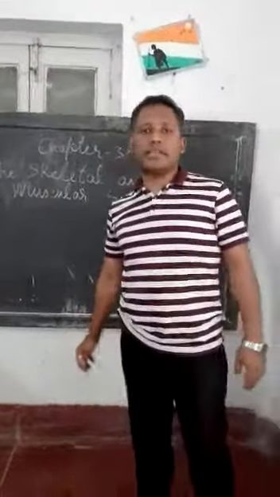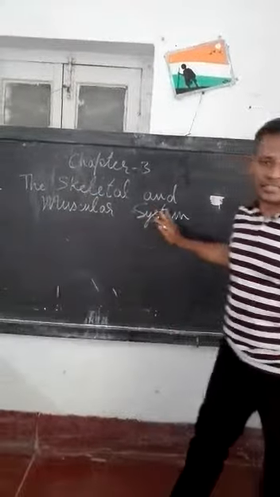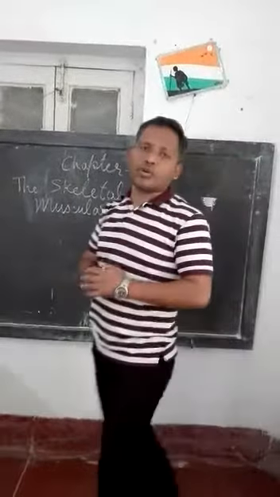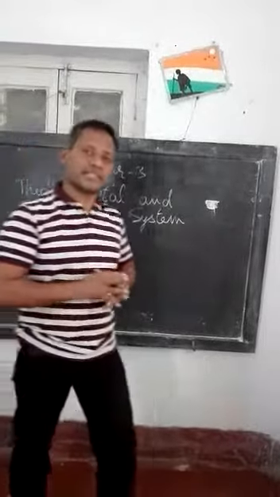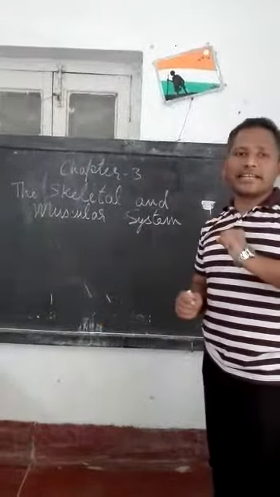Today we are going to study chapter 3. The name of the chapter is the skeletal and muscular system. Here we are going to deal with two systems: one is the skeletal system and one is the muscular system. First we begin with the skeletal system.